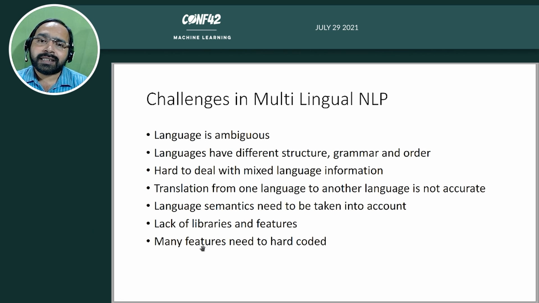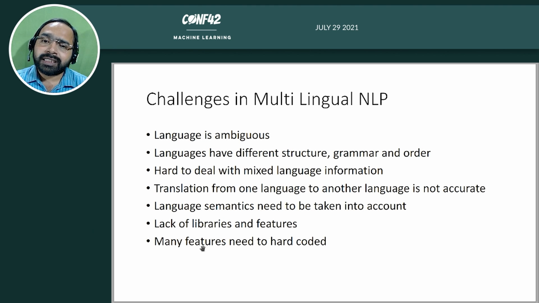Then challenges in multilingual NLP. The first challenge is that language is ambiguous. The same sentence may mean different things in different languages. Even in the same language we need to identify the context of the words. Then languages have different structure, grammar and order. Say for example, we have Western languages, we have Indian languages, and we have some other languages. Each language has its own grammar and syntax. Some languages are read left to right and some languages are read right to left.